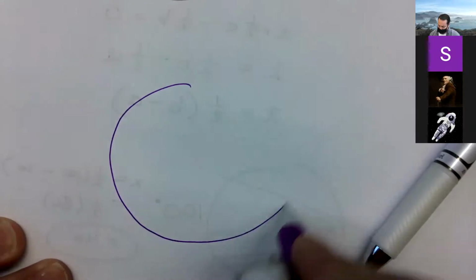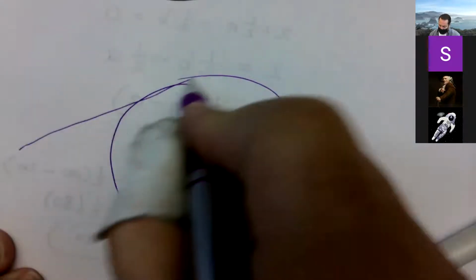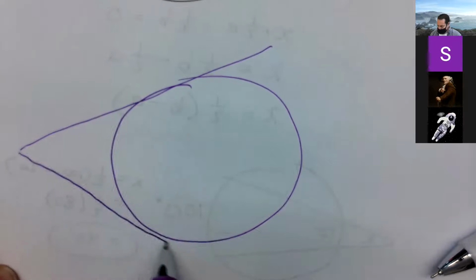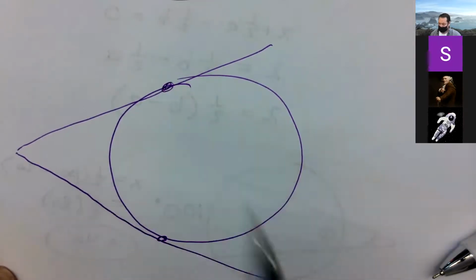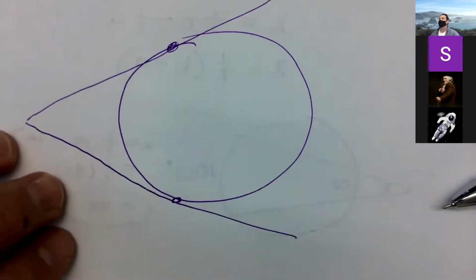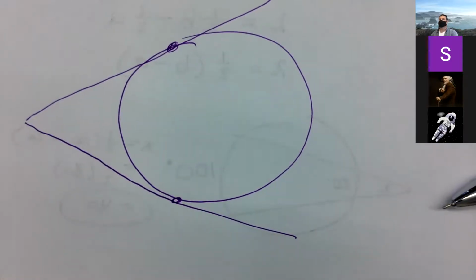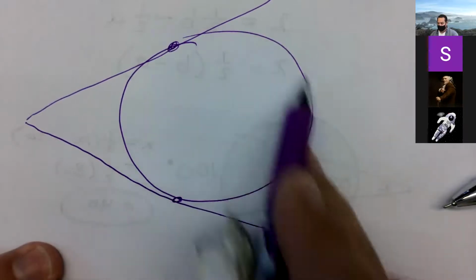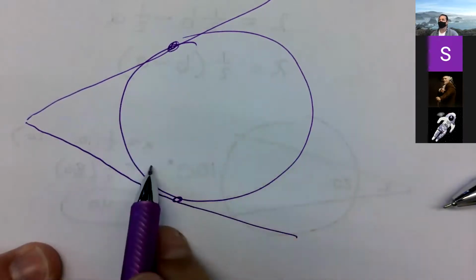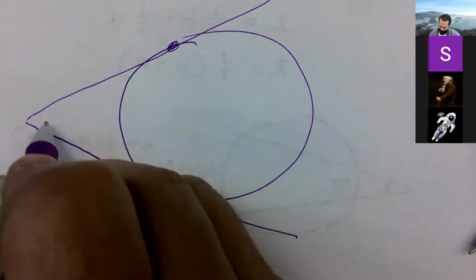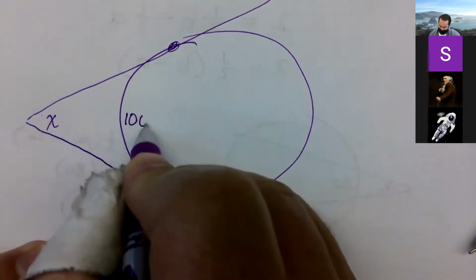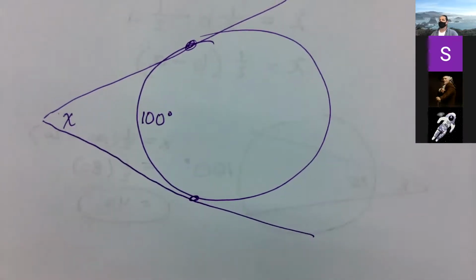Last one. What if these are both, drawn better than mine, tangent lines? I could do the same thing, couldn't I? I could take the big arc minus the little arc and divide by 2 to find this. But watch what's going to happen here. I'm only going to give you one of the arcs. Are we flummoxed?